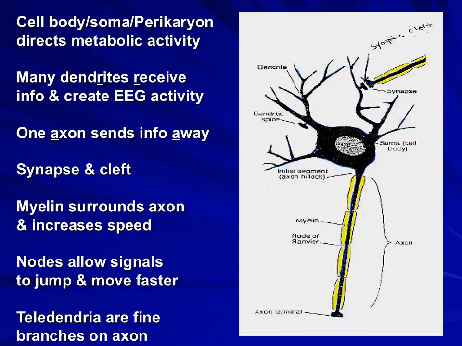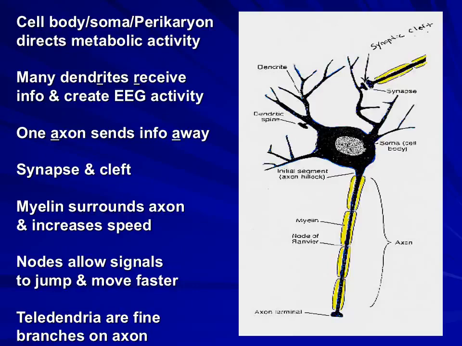That axon is now going to dump some neurotransmitter substances into that cleft, and the dendrite is going to receive it and send the information to the cell body. And remember, the cell body's job is to direct metabolic activity. Metabolic means chemicals. So it's going to decide, is this information that was just sent to me from another axon important? And if so, I need to send it down my axon to the dendrite of another cell and send this information on.